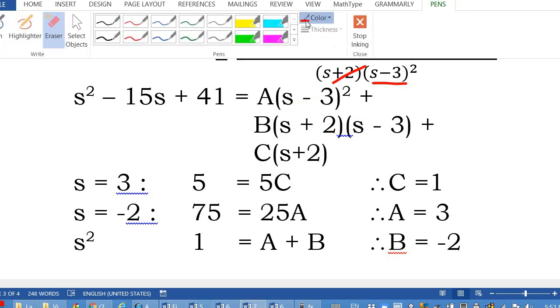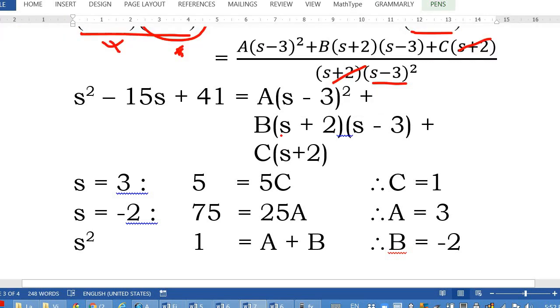Okay, after that, for the second linear term s plus 2, we let s equal to negative 2. So the b term will be negative 2 plus 2, we get 0. So b term gone. We plug in s equal to negative 2 into the a term. So negative 2 minus 3, we have negative 5 squared, we have 25a. 25a at the right side.